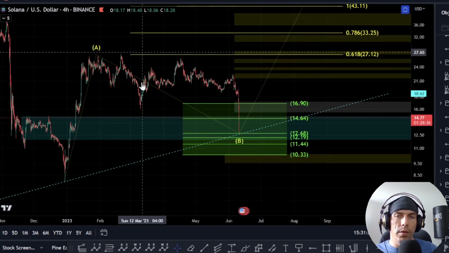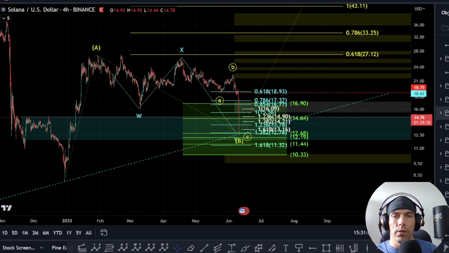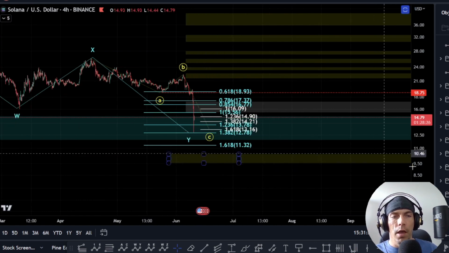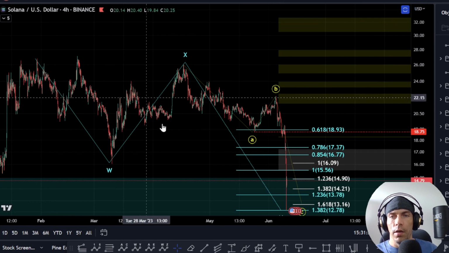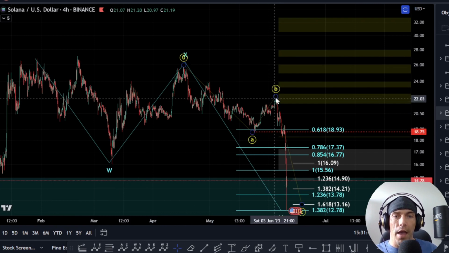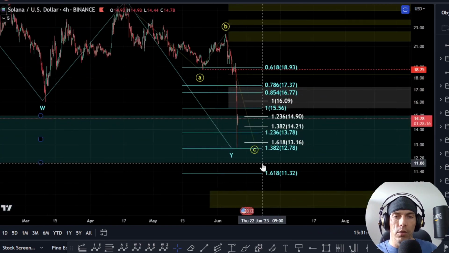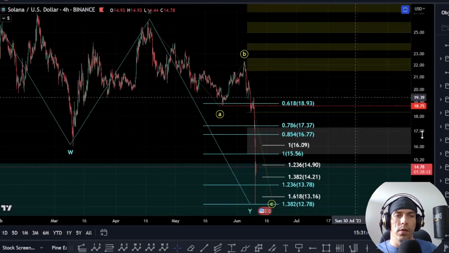So if we want to talk about the possibility of how this could actually still be a corrective structure here, what we would have to say is that we'd be looking at this as a W, an X, and a Y. Now I'm going to remove this count for a second, and what we'd actually be looking at here is that we have this as a W here, this is an X wave to the upside, and we'll be treating this as a diagonal for an A, this is a B, and then actually looking for this C wave to the downside.